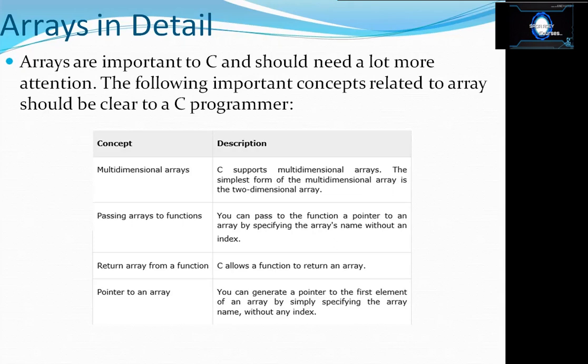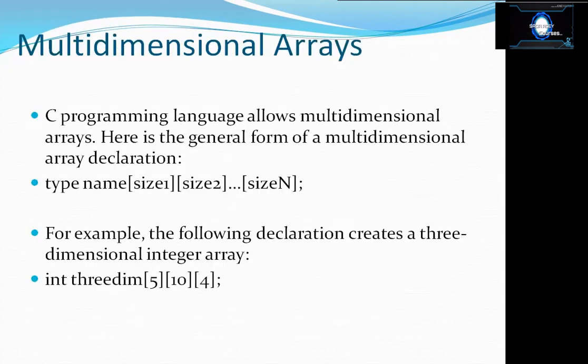Now, passing arrays to functions. You can pass to a function a pointer to an array by specifying the array's name without an index. Returning an array from a function: C allows a function to return a pointer to an array. You can generate a pointer to the first element of an array by simply specifying the array name without any index. Now let's go to multidimensional arrays briefly.